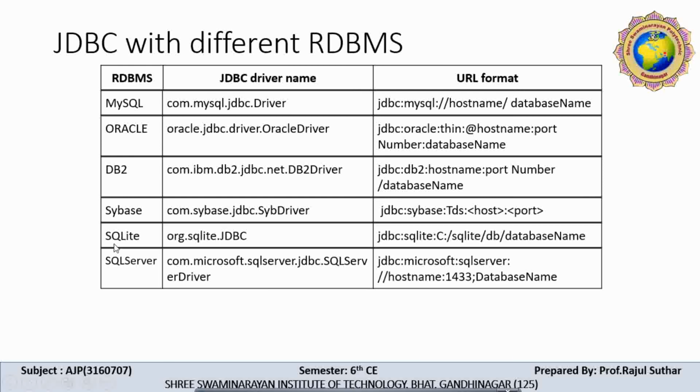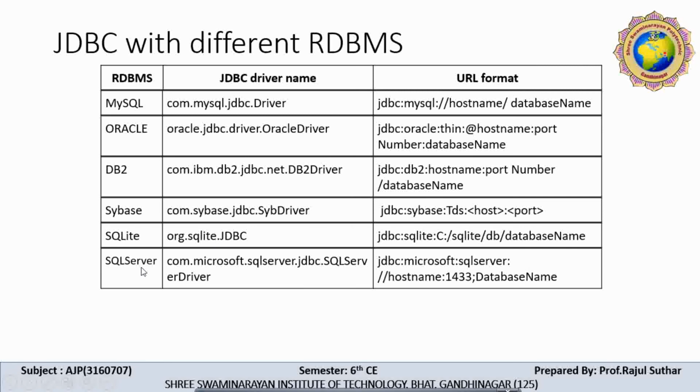If you are using SQLite, org.sqlite.JDBC is your JDBC driver name and the URL format is jdbc:sqlite: followed by the path where your database is stored, so c:/sqlite/db/database name.